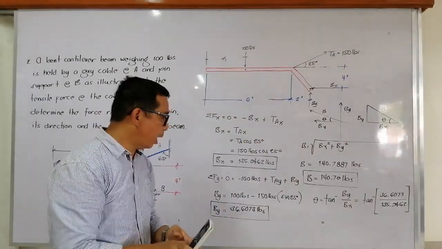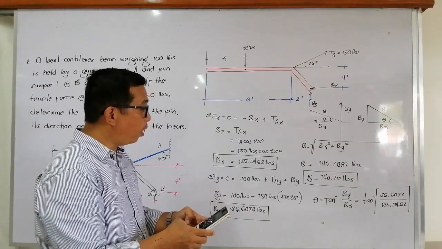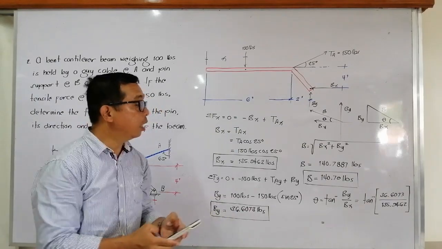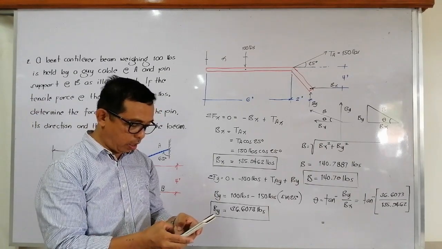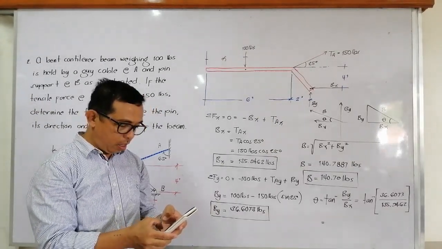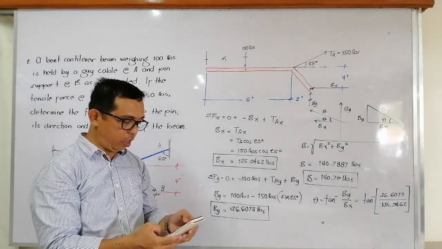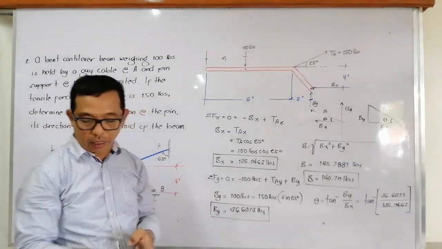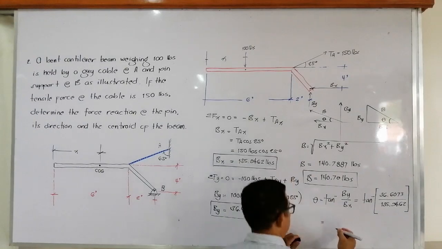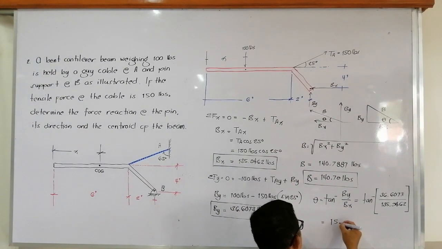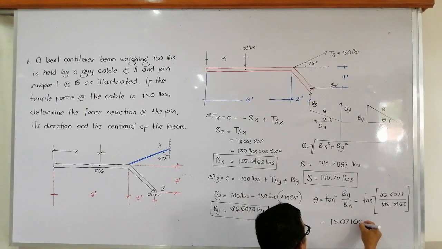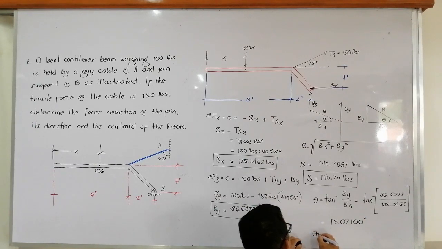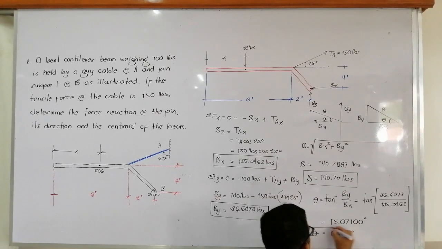So we have 36.6073 divided by 135.9462, execute, then shift tangent of the answer: 15.07100 degrees. So that would be 15.07 degrees. Okay?